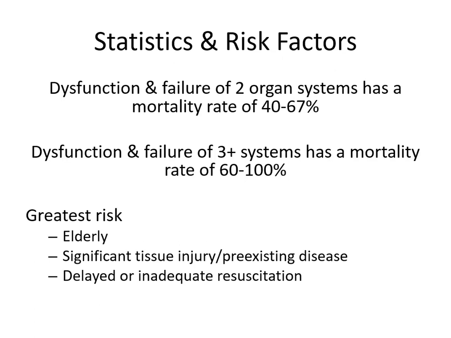Dysfunction and failure of two organ systems has a mortality rate of 40 to 67%. Dysfunction and failure of three or more systems has a mortality rate of 60 to 100%. The greatest risk for multiple organ dysfunction syndrome is in the elderly, in those with significant tissue injury or pre-existing disease, and in those in whom there was delayed or inadequate resuscitation.